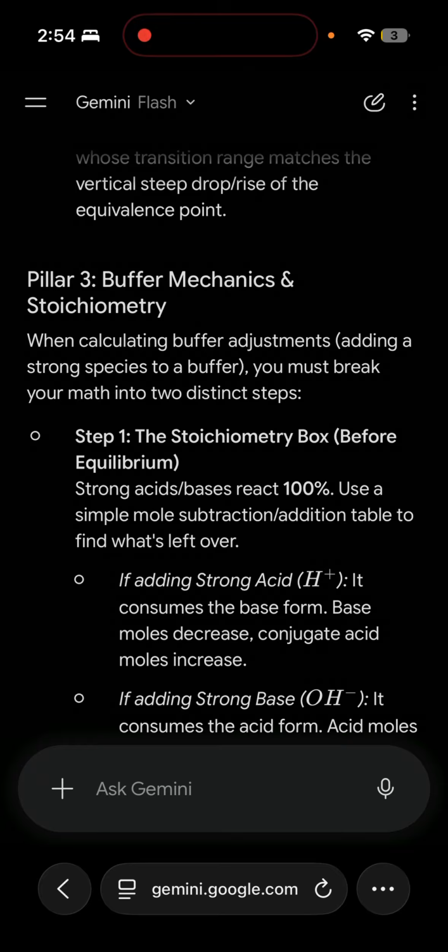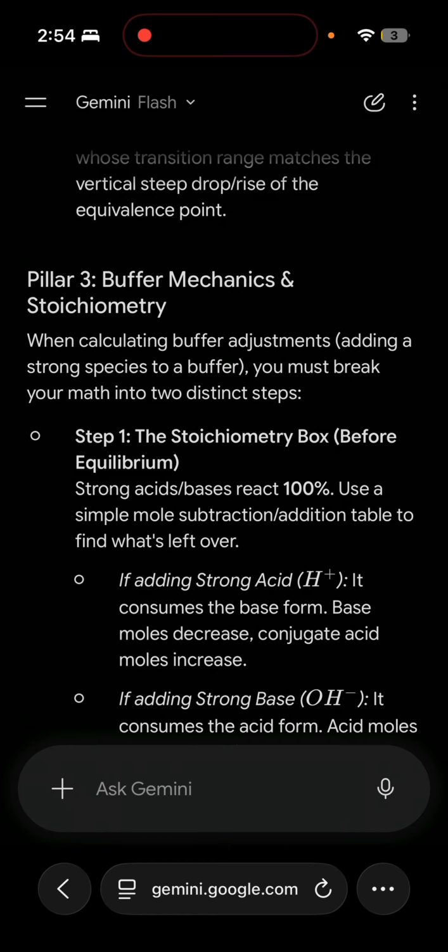The equivalence point rule. Strong acid plus strong base, pH equals 7. Strong acid plus weak base, pH is less than 7, acidic due to salt hydrolysis. Weak acid plus strong base, pH is greater than 7, basic due to salt hydrolysis.